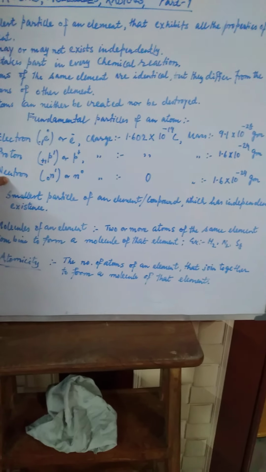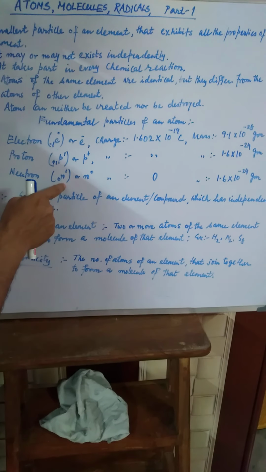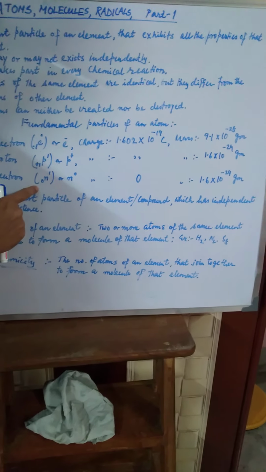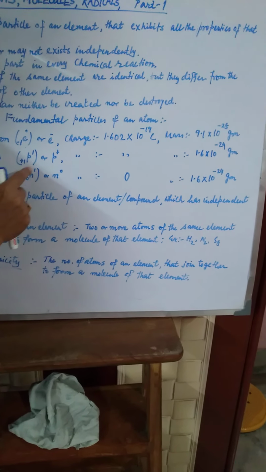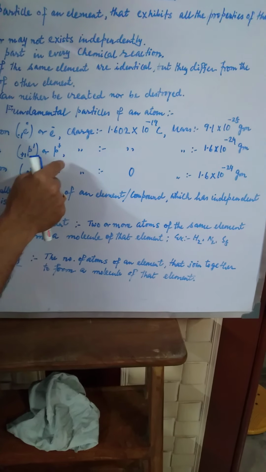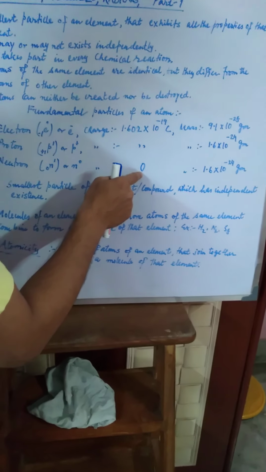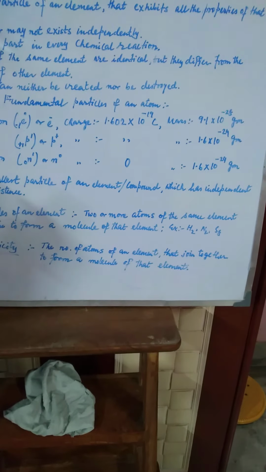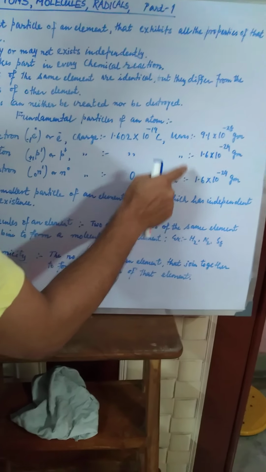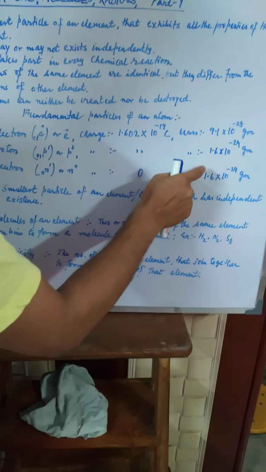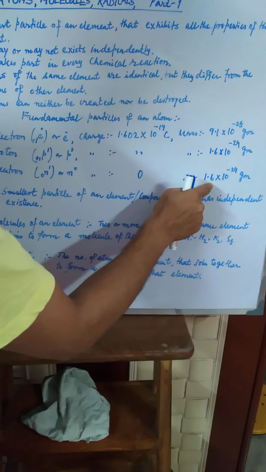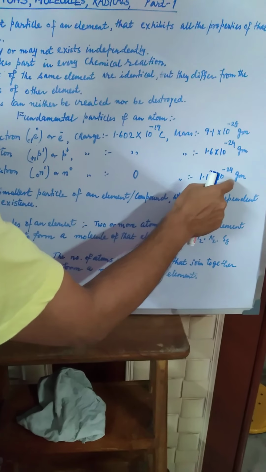The next subatomic particle is the neutron, which is represented by the symbol n, with 1 and 0, or simply n0. The charge is 0, meaning it has no charge, and the mass of a neutron is equal to the mass of a proton, 1.6 × 10^-24 gram.